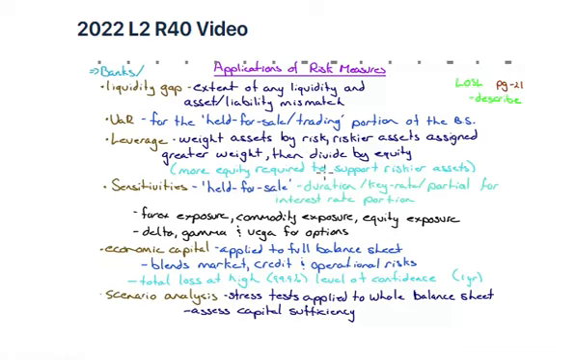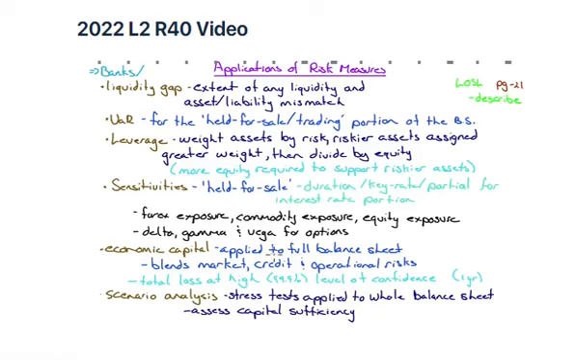More equity is required to support riskier assets. Sensitivities: this is for the held for sale portion of the balance sheet. Sensitivities would be things like duration, key rate duration, partial duration for any interest rate portion, any forex exposure, commodity exposure, equity exposure. You'd want sensitivities to each of those. Delta, gamma, vega for options. We've talked about sensitivities quite a bit.